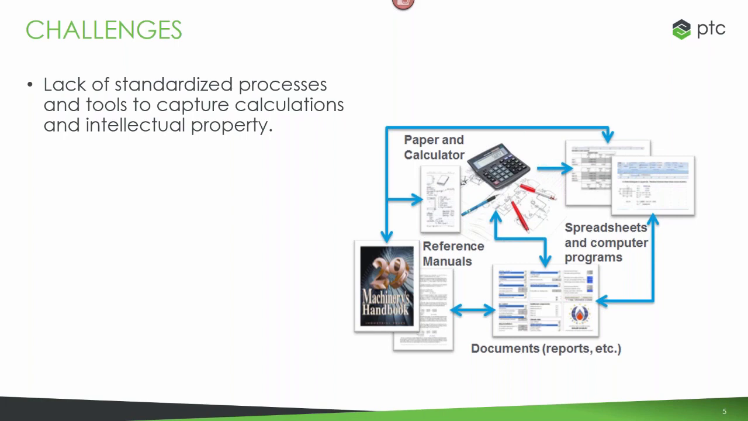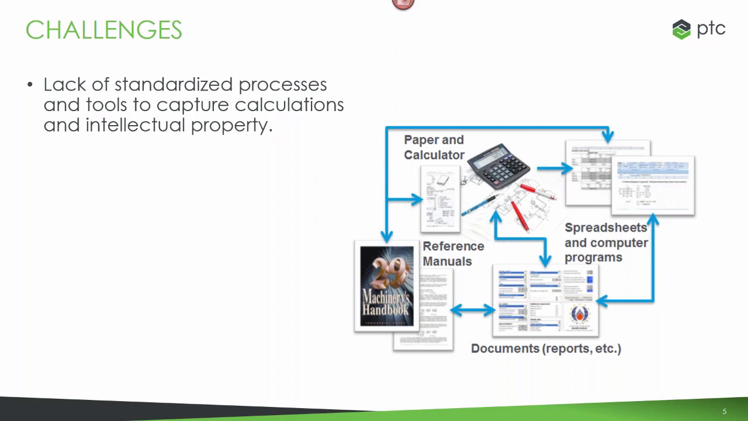So one of those is that we just see a lack of standardized processes and tools to capture calculation intellectual property. In this case, it's going to be all about the engineering process. I want to be able to document what we're doing when I design something. I want to have the calculations, the intellectual property, show how it works, basically all of that information in one location. Now, there are a lot of ways that a lot of companies are doing this today.